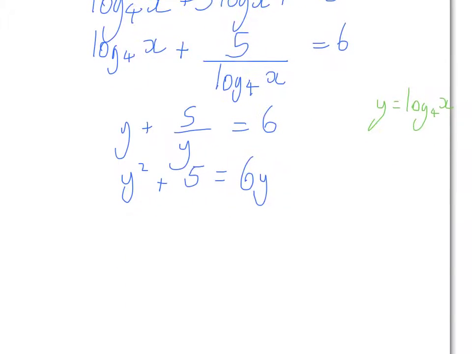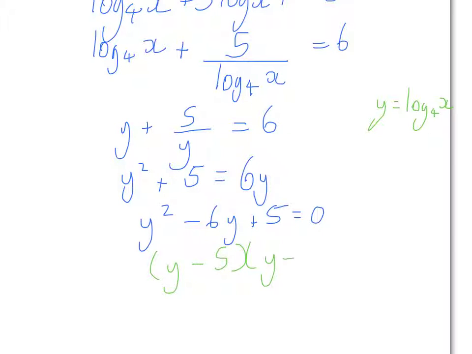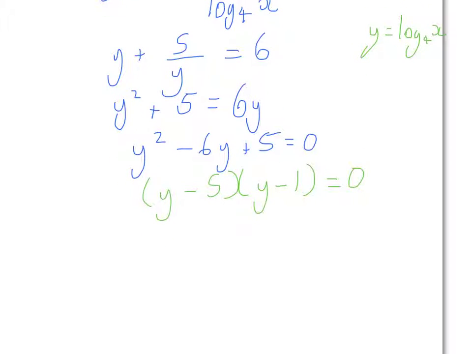We rearrange this because we've got a quadratic, and remember when we're solving quadratics we need to have our equation equal to 0. We have y squared minus 6y plus 5 equals 0. This should factorise quite nicely, and it does. It factorises to (y minus 5)(y minus 1) equals 0. Hence, we've got two solutions here: y equals 5 and y equals 1.